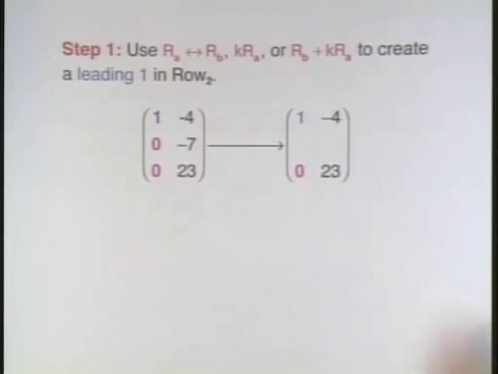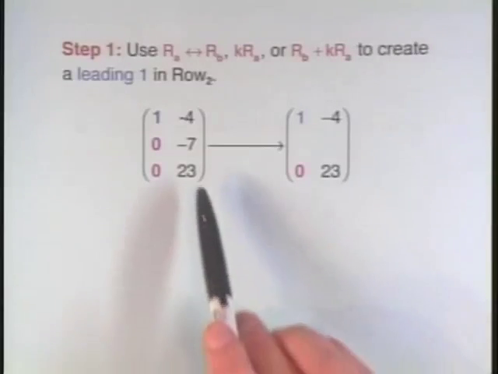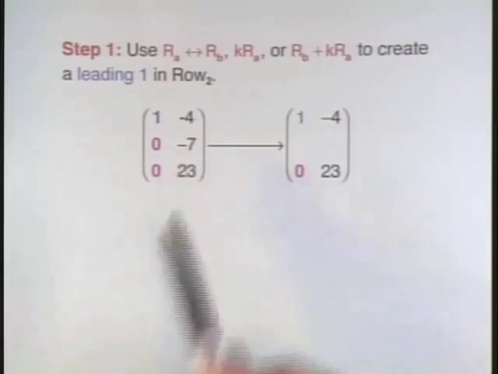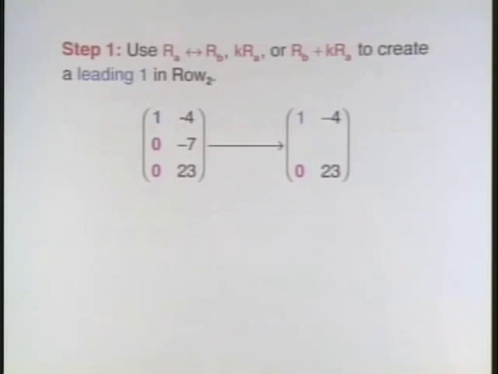So we go back to step 1. We're going to use either row A switched with row B, a constant times row A, or row B plus a constant times row A to create a leading one in row 2. Right now, row 2 has a leading -7. Using the operation a constant k times row 2, we can multiply row 2 by the number k equals -1/7 to change the leading -7 into a leading 1.